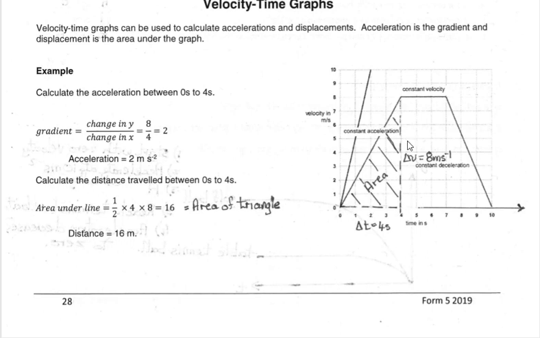So it's this area here, and that's the area of a triangle, so you can say 1/2 times the base times the height, 1/2 times the base, which is 4, times the height, which is 8, so that's that area.